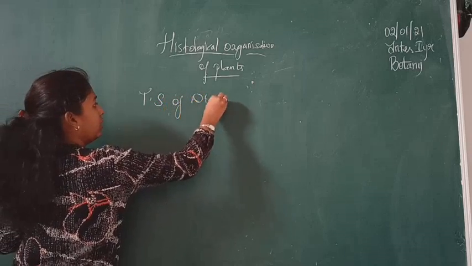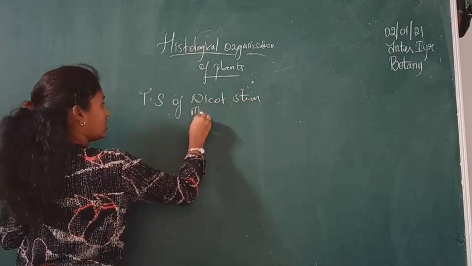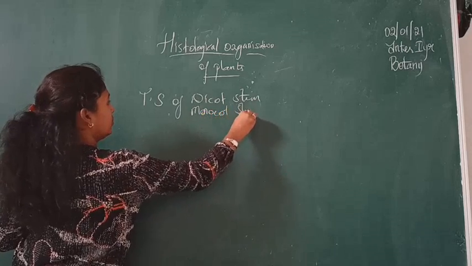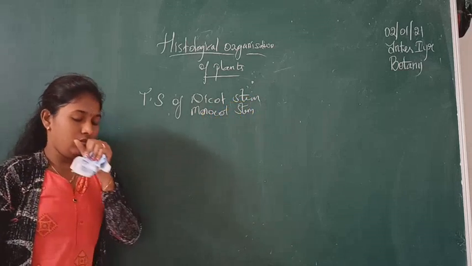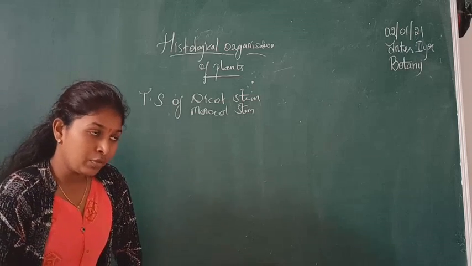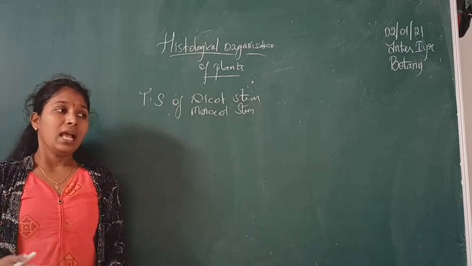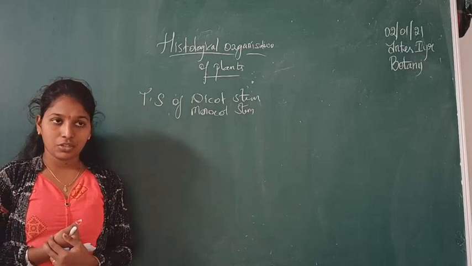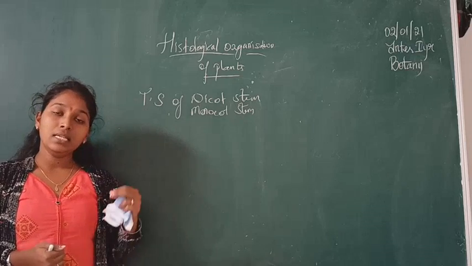Root is done. Now we will see the transverse section of the dicot stem and monocot stem. Before drawing or showing the diagram, first I will discuss that the dicot stem as well as the monocot stem also consist of 3 parts of structures: epidermis, cortex and stele.